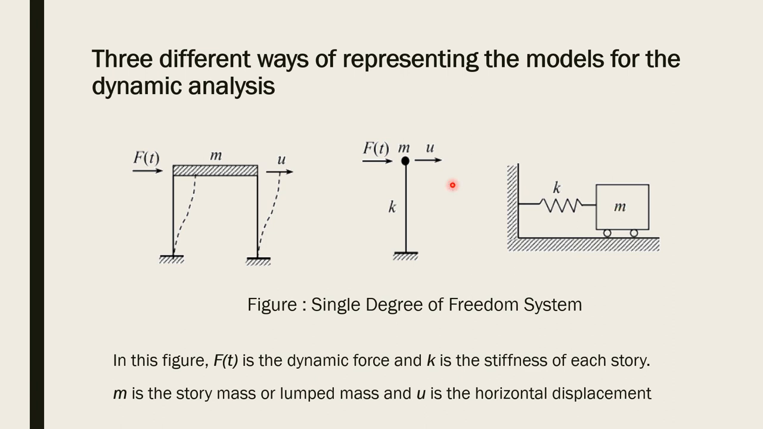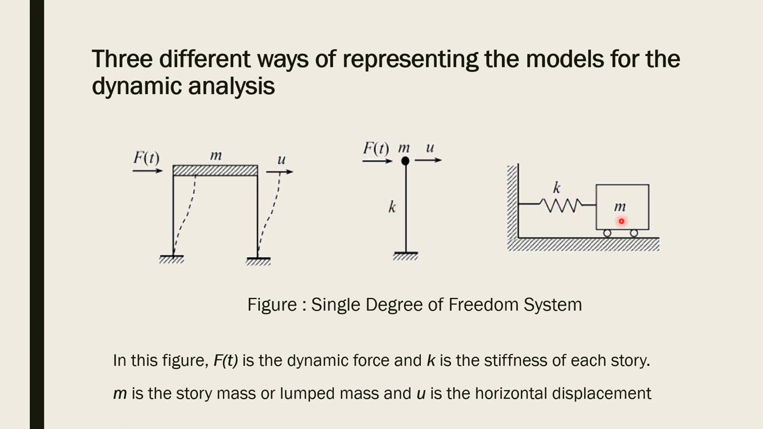We can also represent our story models as a trolley model. This model is called the trolley model. Here is mass M and here is stiffness K. For example, here if I try to apply the force, then this K will restrict. It tries to resist that, does not move in the x direction. This K is the stiffness or rigidity.